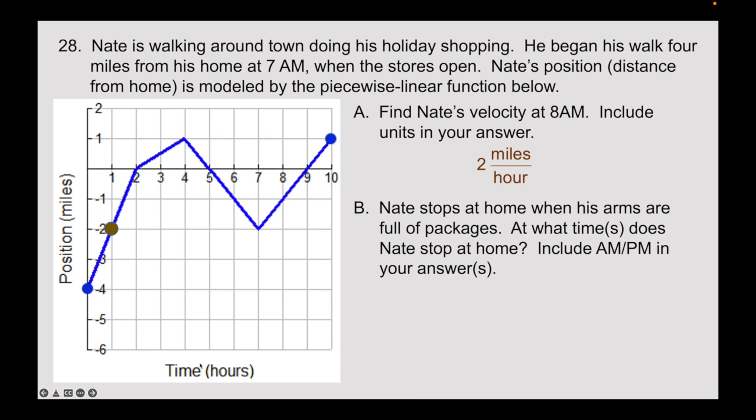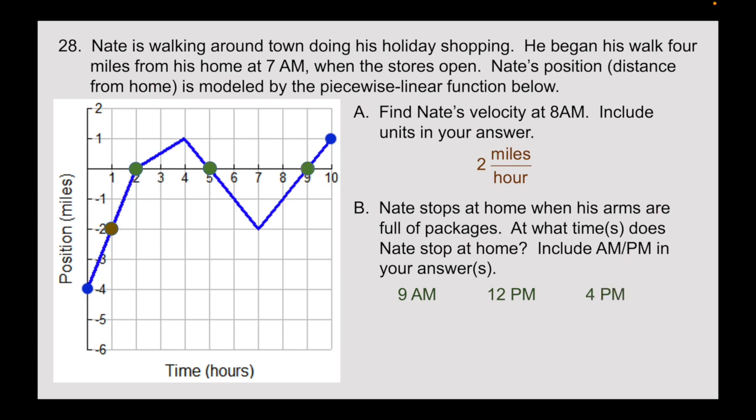For B, Nate stops at home when his arms are full of packages. At what time does Nate stop home? Include AM or PM in your answer. So Nate is going to be at home at this point right here, because this is his position, and it says that he began his walk 4 miles from home. So if this is home, that -4 would be 4 units away. And when we hit that 0 again, that's going to account for him being at home. Since this is considered 7 a.m., this would be 8 a.m., so 9 a.m. is when he stopped home. He also stopped home at 12 p.m. because that's where it's again hitting that.